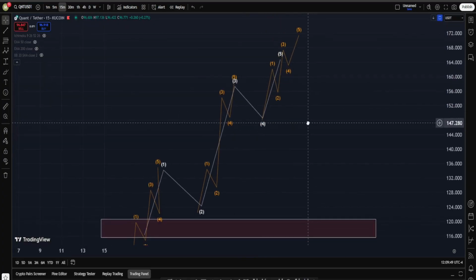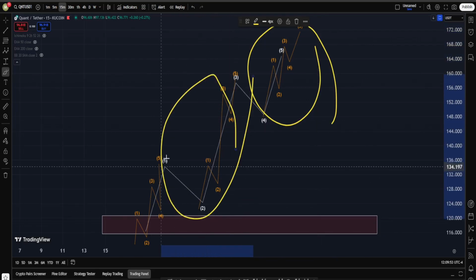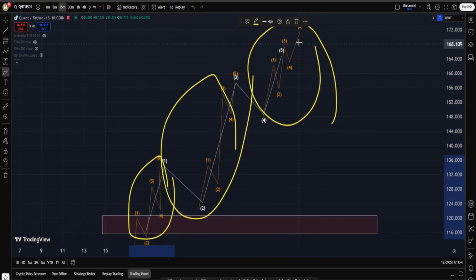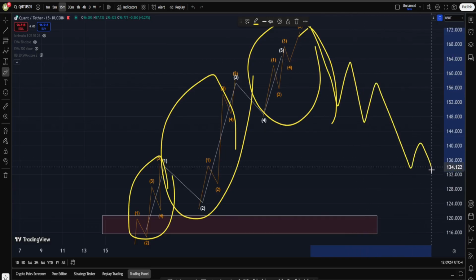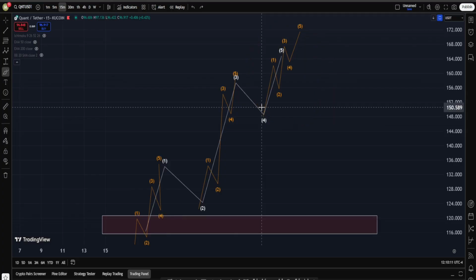Now, as you can see, these are 3 sets of 5 waves in an impulsive structure. And after this is over, we are going to get kind of a deep move on the downside, even if we are bullish and the final low is already in. But in QNT, so far we identified in the recent price action 4 sets of 5 waves.